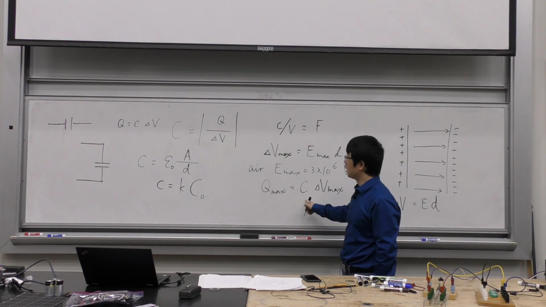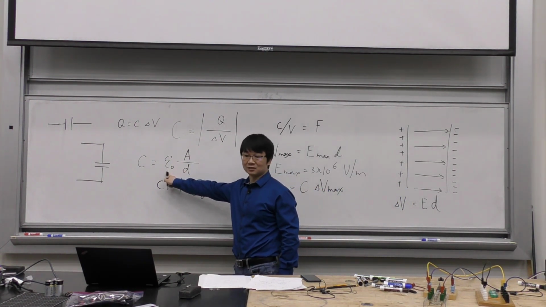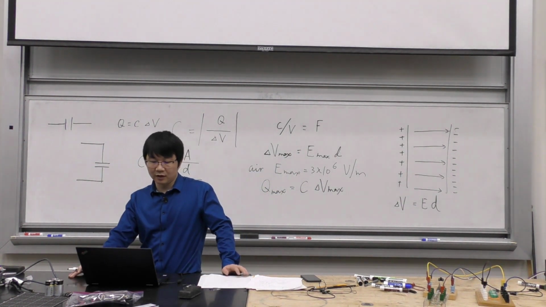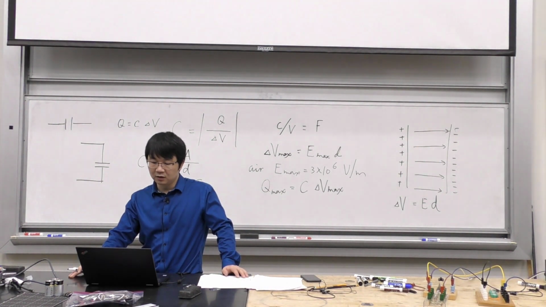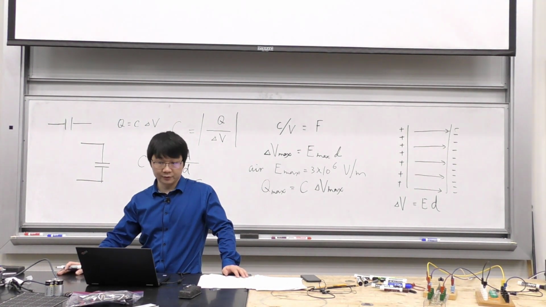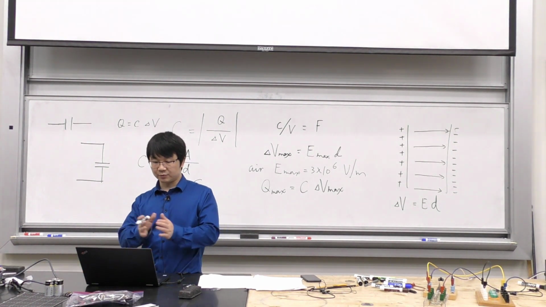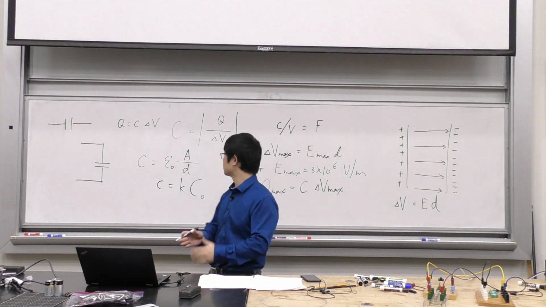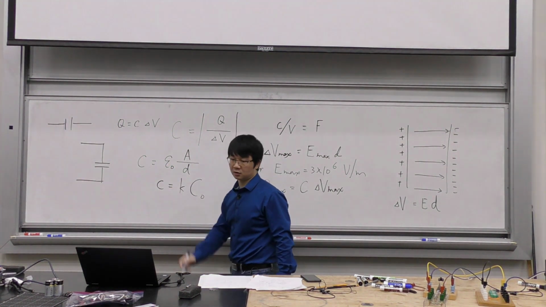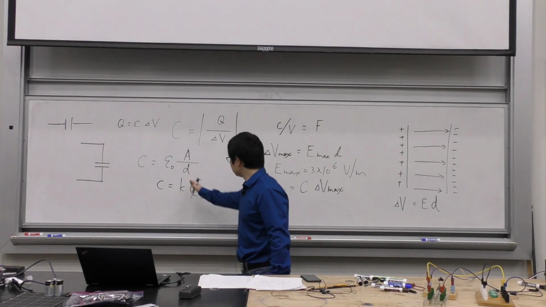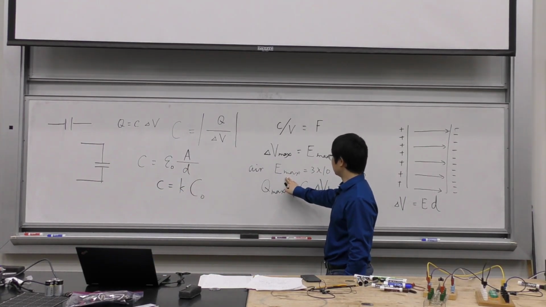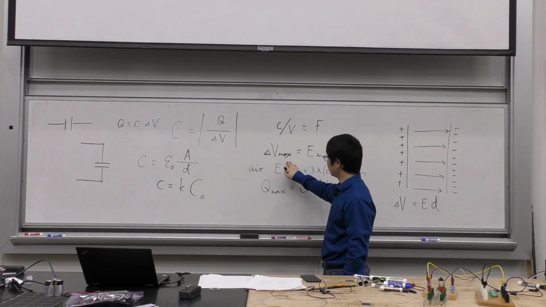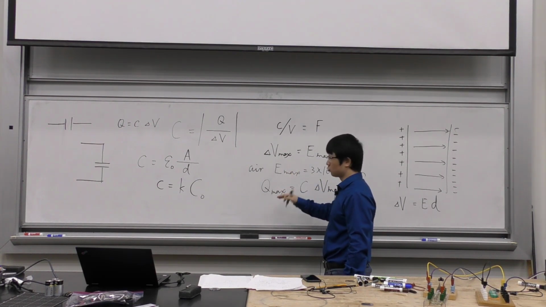But how do I find this C? I'm going to use this equation to find the C, because it tells me the diameter is 3 centimeters. So you're going to use the radius to find the area, and the distance, the space between them, is 0.5 millimeter. You see that they're already very close. Why do we put them very close? You can make the C large. So once you find the C, you multiply the C with this V max, and you can find the maximum charge it can store. So that's the maximum voltage it can take, and that's the maximum charge it can store.